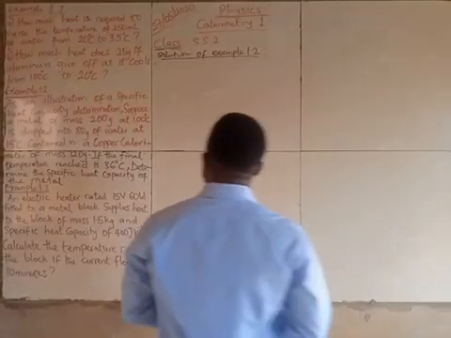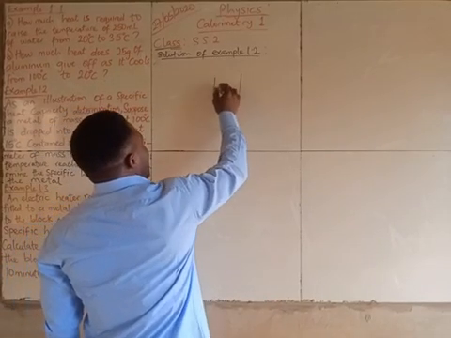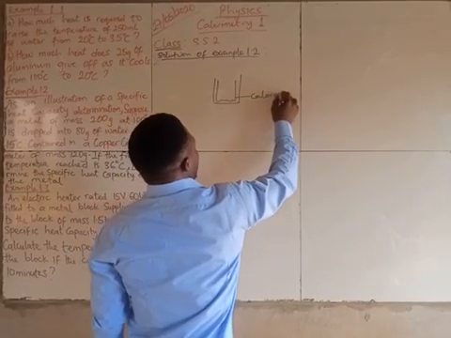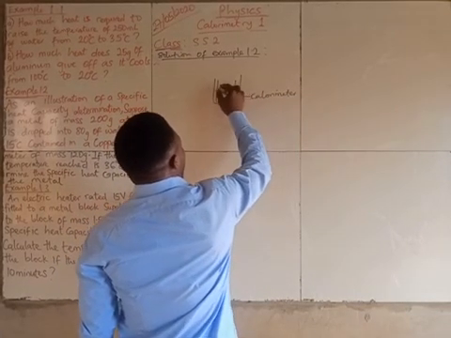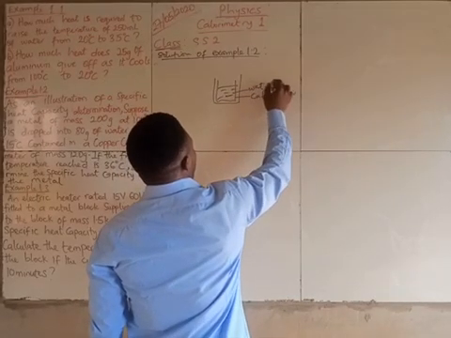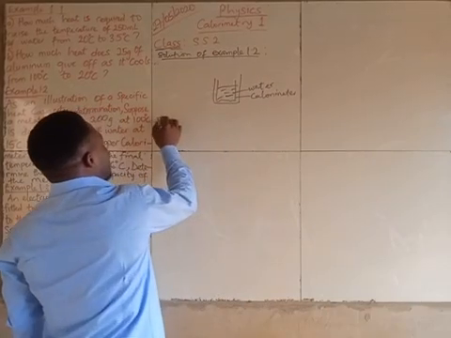Now let's see what happened. Let's analyze what happened here. We have a copper calorimeter, and we have water inside this copper calorimeter. This is water, and we are given the mass of the water.